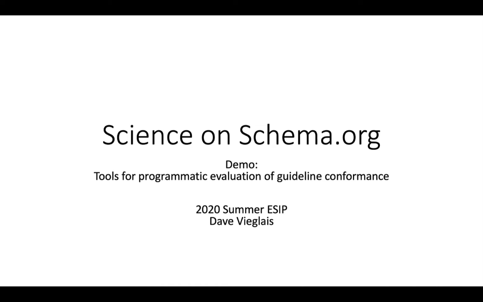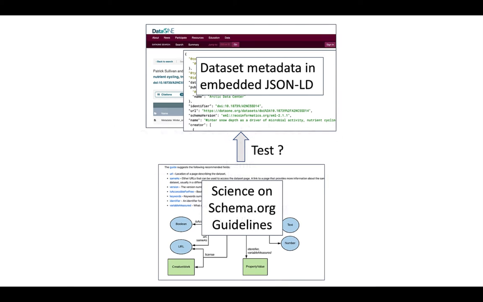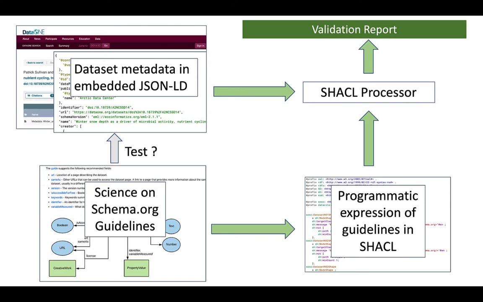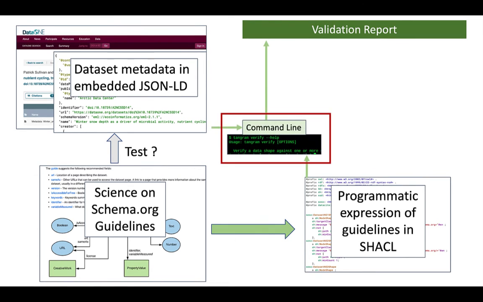The Science on Schema.org working group is developing tools for programmatic evaluation of its guidelines. This involves application of Shape Constraint Language, or SHACL, with a SHACL processor to produce a validation report. First is the Tangram command line tool.